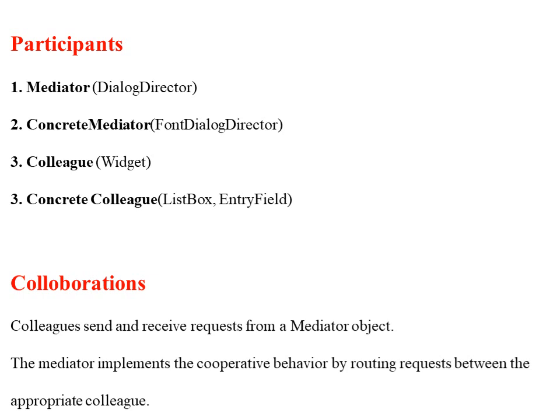Next, coming to the collaboration: colleagues send and receive requests from a mediator object. Whatever classes and objects are colleagues may interact with the concrete mediator, sending and receiving requests. The mediator implements the cooperative behavior by routing requests between the appropriate colleagues. Whatever work the appropriate colleagues need to do is defined by the implementation of the mediator whenever a routing request is raised. So this is the collaborations template. Next, coming to the next template.